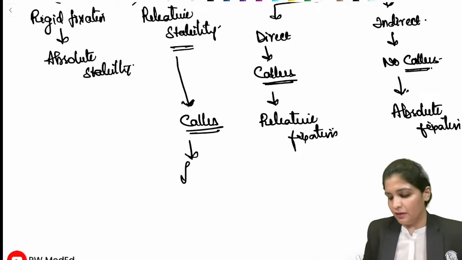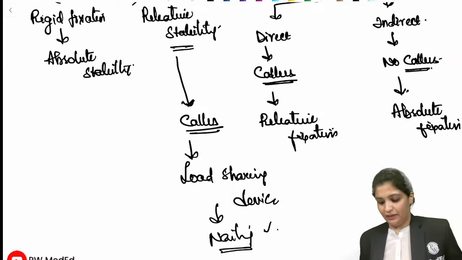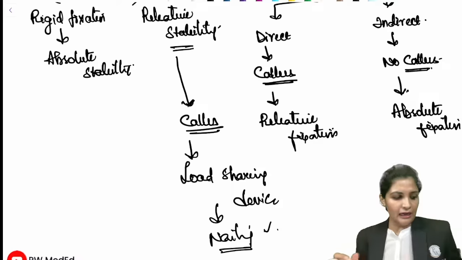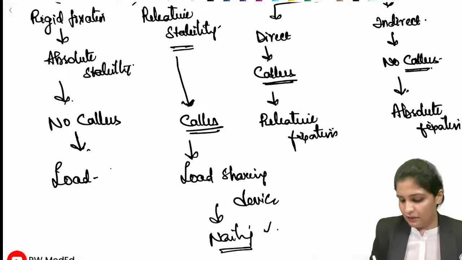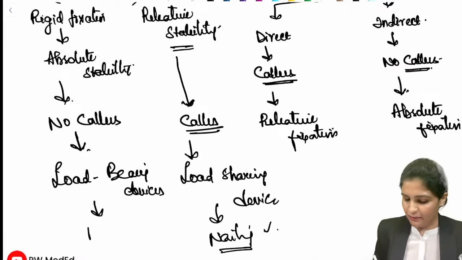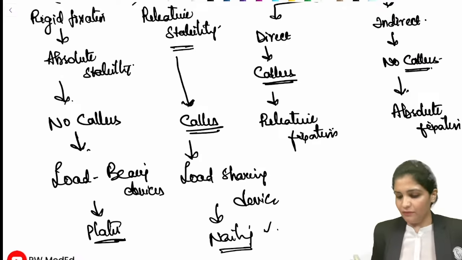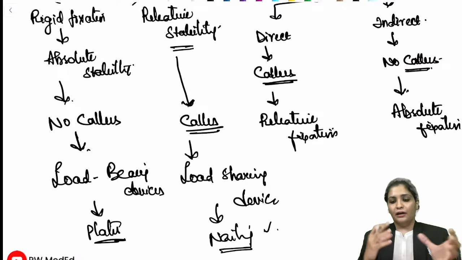This is done by a load sharing device. That is your nailing system. In case of nails, there will be load sharing, so the load is shared between the bone and the implant, right? And then there is absolute stability, where there is no callus formation. This is done by load bearing devices. Load bearing devices are nothing but your plates. Whether plates or nails are used depends upon the fracture pattern.